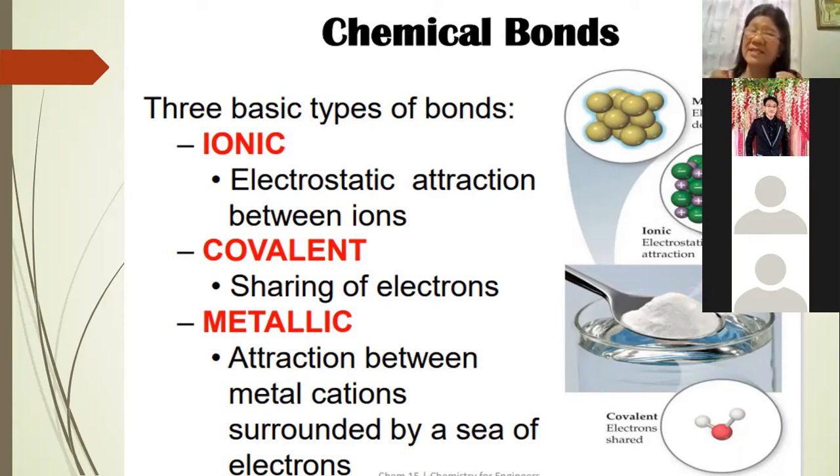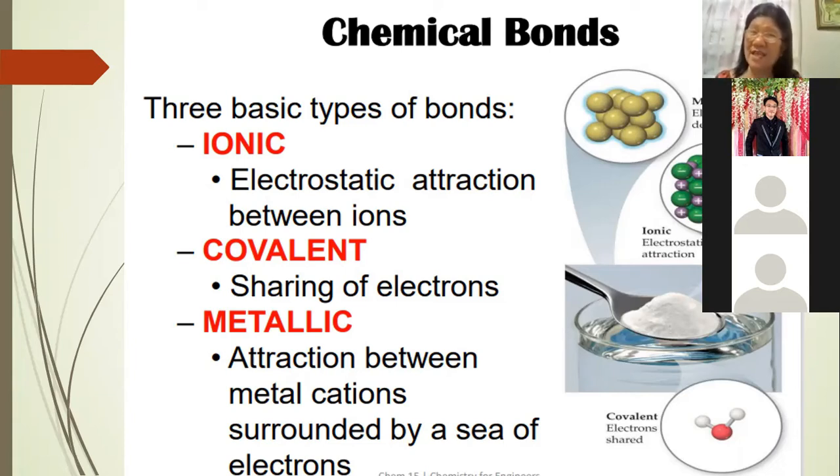And what bond is that? That is a chemical bond. So there are 3 types of chemical bond. The first one is ionic bond. You have already come across this in your senior high school. Ionic bond is an electrostatic attraction between ions. If you talk about ions, of course, the one bearing the positive charge is the metal, and the one bearing the negative charge is the non-metal.